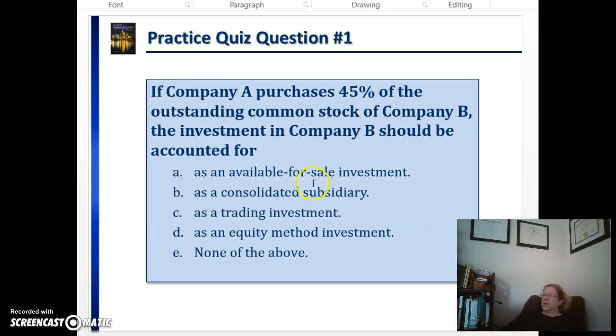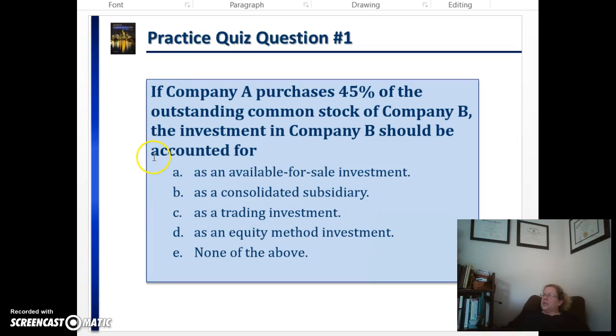So let's do a little practice quiz. If Company A purchases 45% of the outstanding common stock of Company B, the investment in Company B should be accounted for A, as an available for sale security, B, as a consolidated subsidiary, C, as a trading investment, or D, as an equity method investment, or E, none of the above. Let's think about it for just a moment.